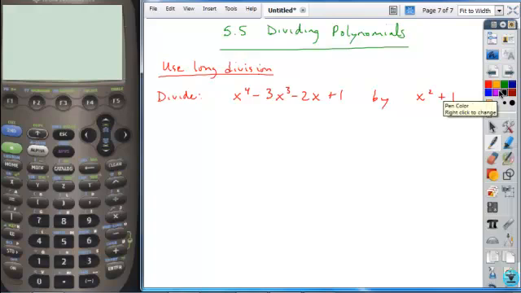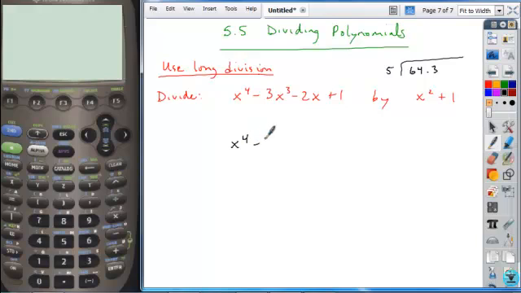All right, so if you're given a problem where you're asked to divide a polynomial by another polynomial using long division, the way that you would set that up is just like long division if you were dividing, let's say, 64.3 by 5.